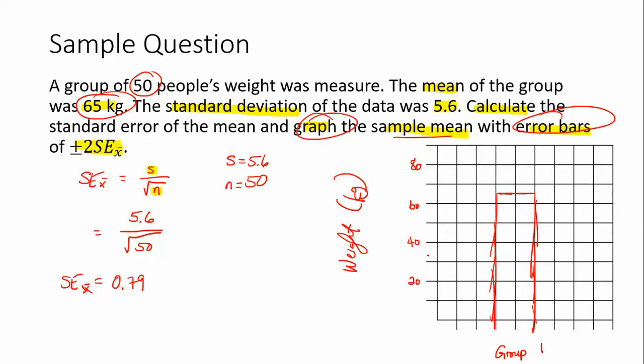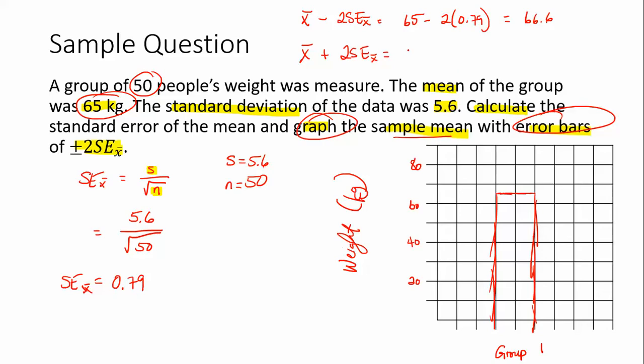error bars. And they need to extend 2 times the standard error above the mean and 2 times the standard error below the mean. So what I can do is I can do 2 calculations. My mean minus 2 times the standard error, and my mean plus 2 times the standard error. If I plug in numbers, that's going to give me 65 minus 2 times 0.79, which when I put it in the calculator, gives me 66.6.